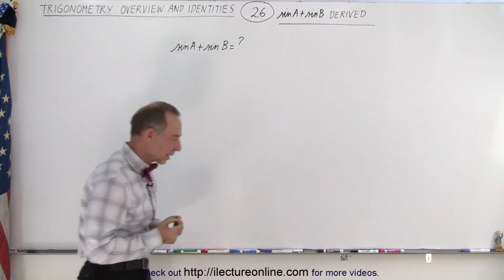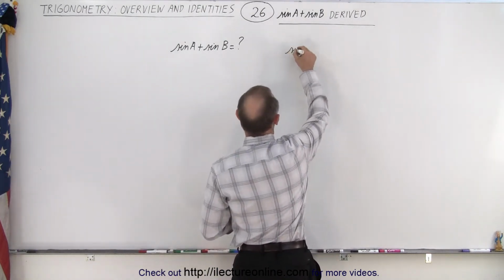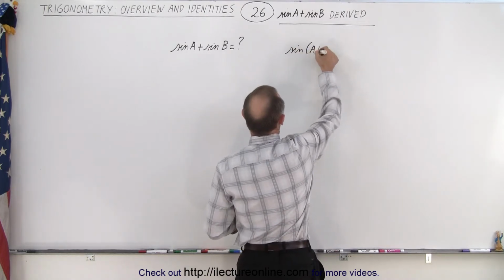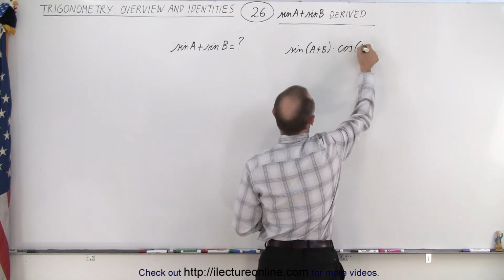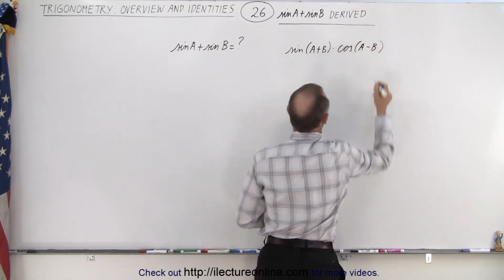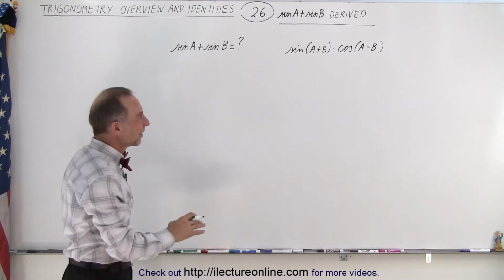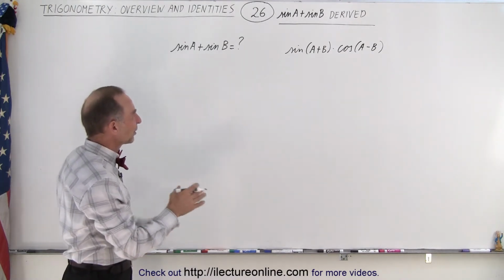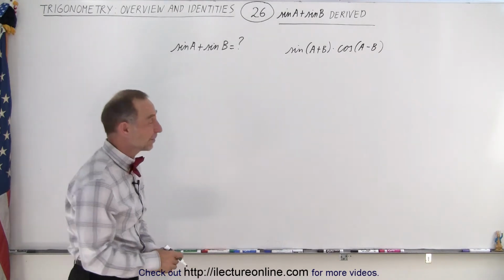Here's the trick. You start with multiplying the sine of A plus B times the cosine of A minus B. Of course, why do we do that? You'll see in the end, but again, you have a hard time realizing that this will get you to the proper solution, but let's see why it does.